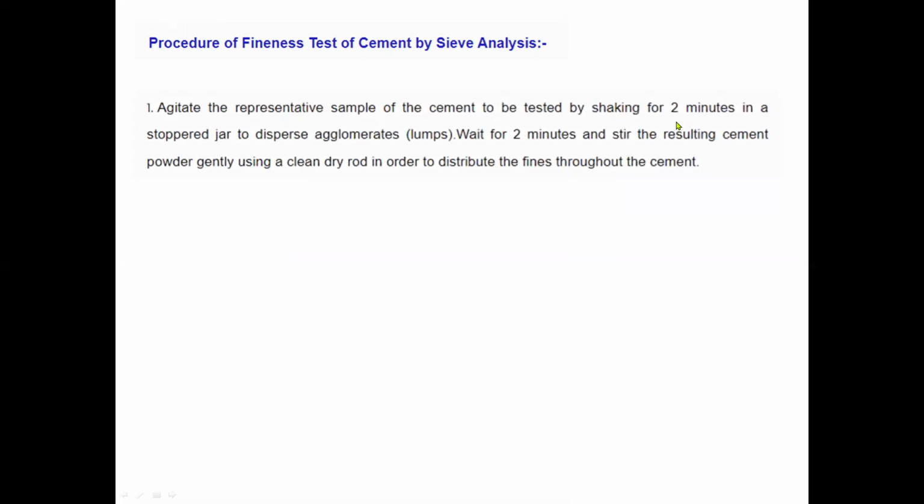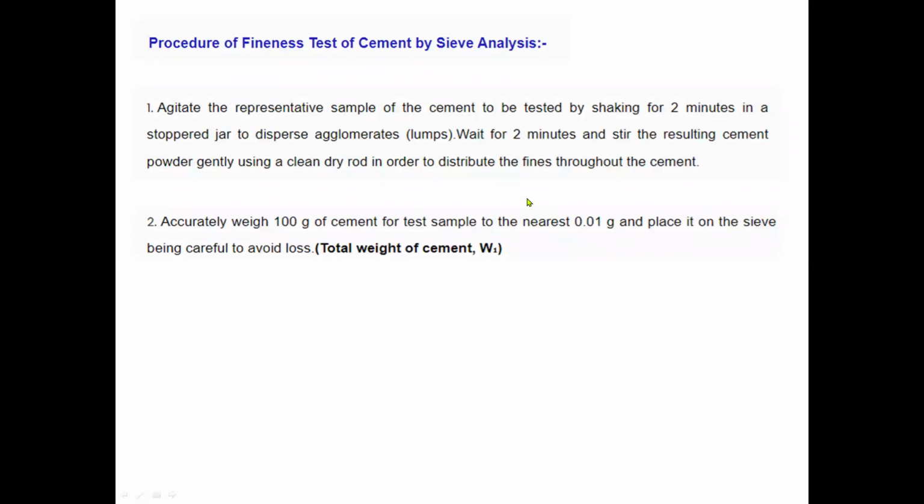Procedure of fineness test of cement by sieve analysis. Agitate the representative sample of the cement to be tested by shaking for 2 minutes in a stopper jar to disperse agglomerates. Wait for 2 minutes and stir the resulting cement powder gently using a clean dry rod in order to distribute the fines throughout the cement.